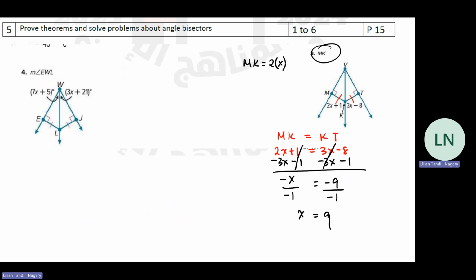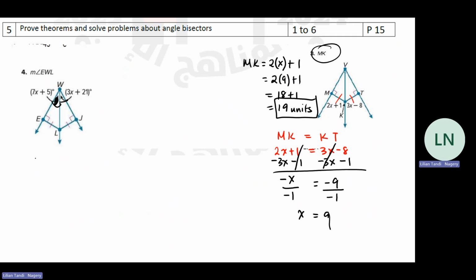I know my x, so I'll put it in bracket plus 1. So 2 times 9 plus 1, which is 18, plus 1, which is 19. And because it is a length, 19 units. Okay? All right. Now, I know that this is an angle bisector, so that means this angle here is equal to that angle there, okay?